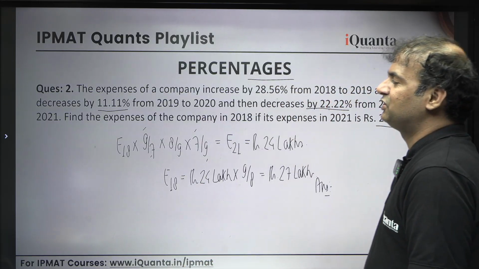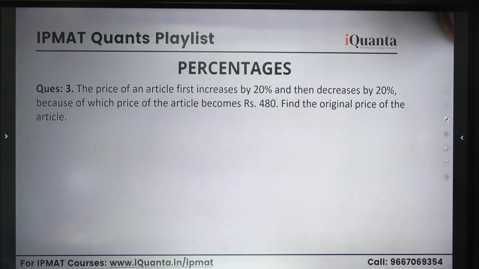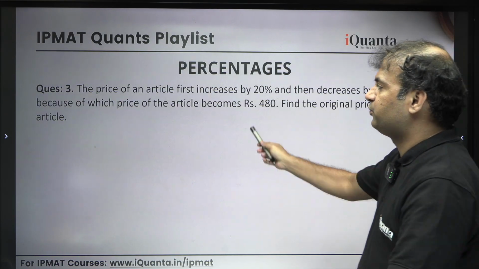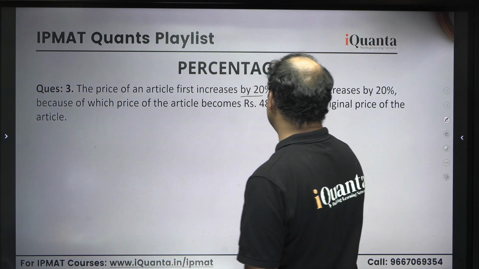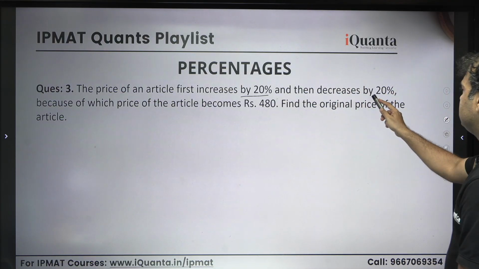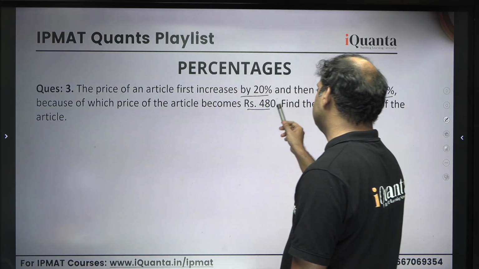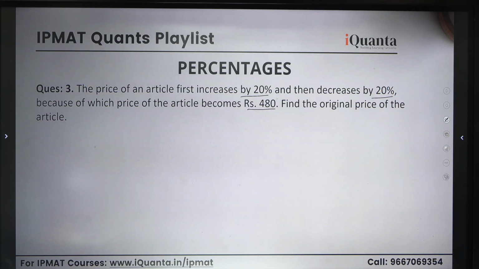Okay, let's solve the next problem of the video. This question says that the price of the article first increases by 20% and then decreases by 20%, because of which the price of the article becomes 480. Now find the original price of the article.